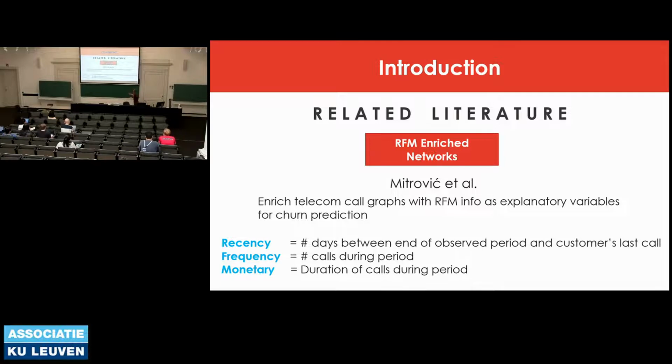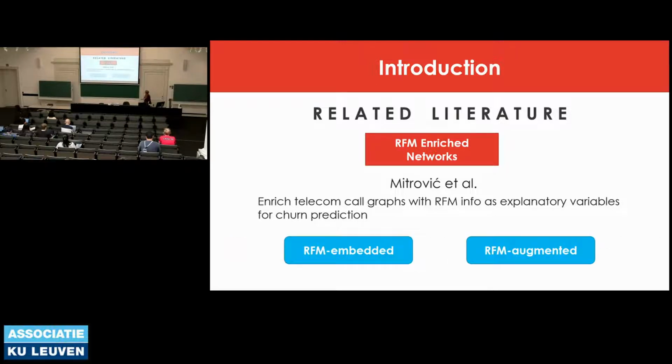So in this case, the recency would be the time between a customer's last call and the observed period, frequency, how many calls they made, and monetary, for example, the duration of the calls. So you can adapt this. They had 2 approaches, if you're interested, one on RFM embedded graphs and one on RFM augmented graphs. Both do not use RFM for edges between nodes, so for relations, which I wanted to do.